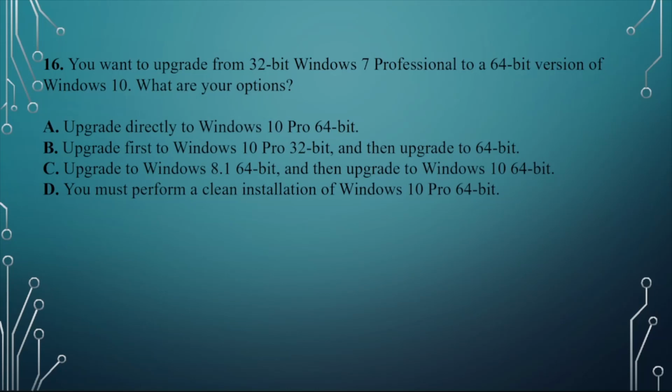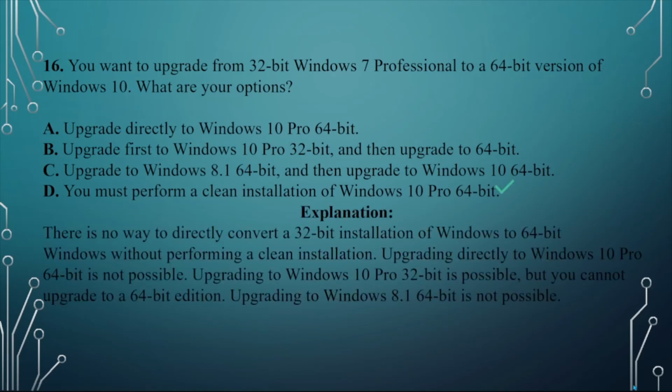So what are your options here? If you want to upgrade from 32-bit Windows 7 Professional to a 64-bit version of Windows 10, you will have to perform a clean installation of Windows 10 Pro 64-bit. As the explanation says, there's no way to directly convert a 32-bit installation of Windows to 64-bit Windows.